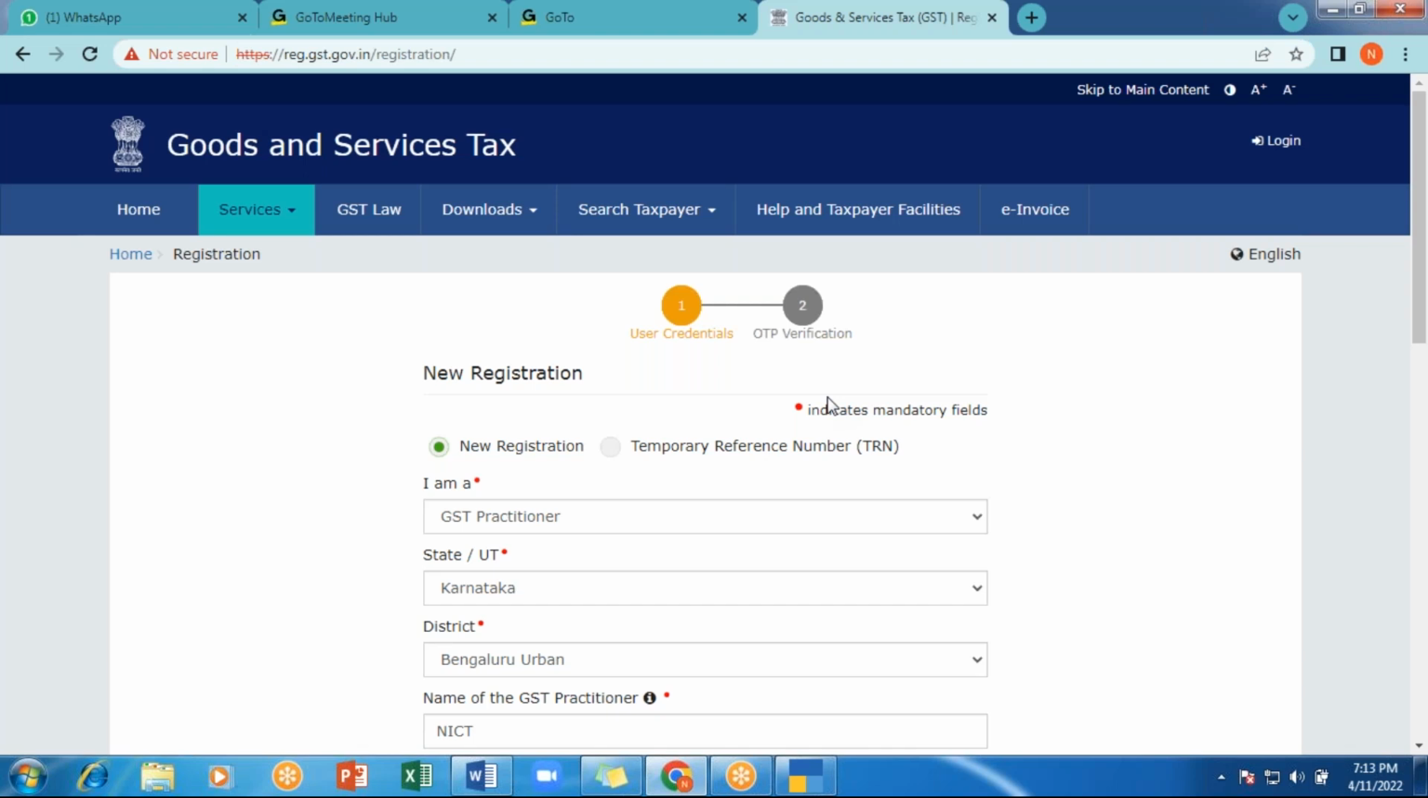Any of this you can attach. If you have taken a place on rent, a company running in a rental place, then you have to attach the rental agreement. Along with the rental agreement, you must also get an NOC, a no objection certificate, from the landlord of the building. You have to get it from them and attach it. This is what they'll be asking about as the company's proof.